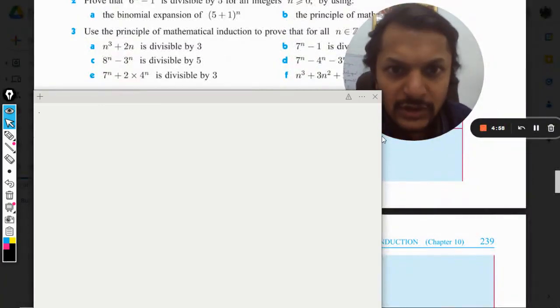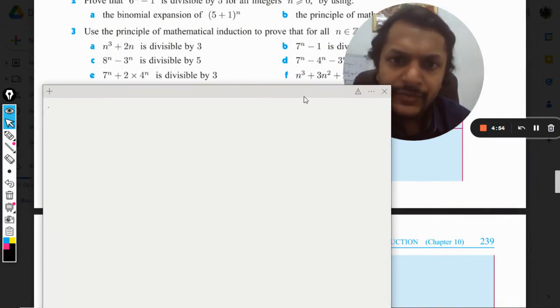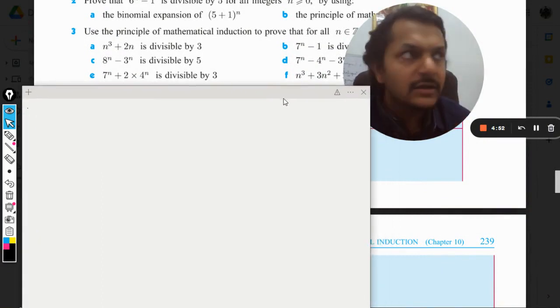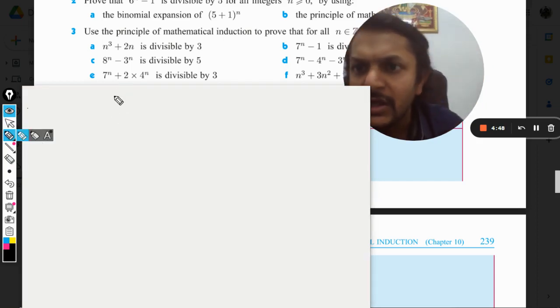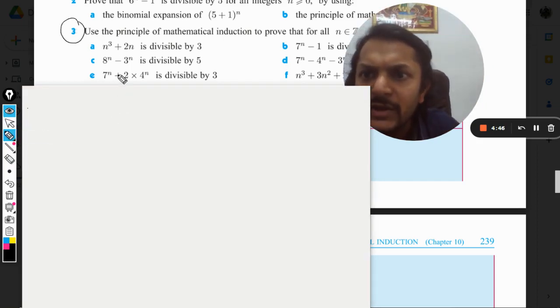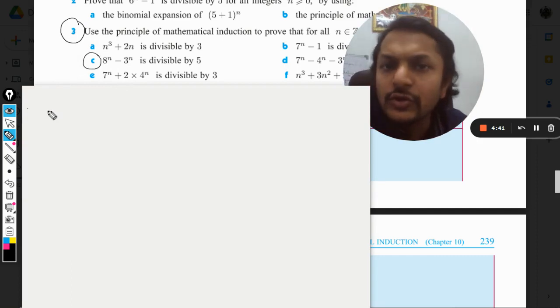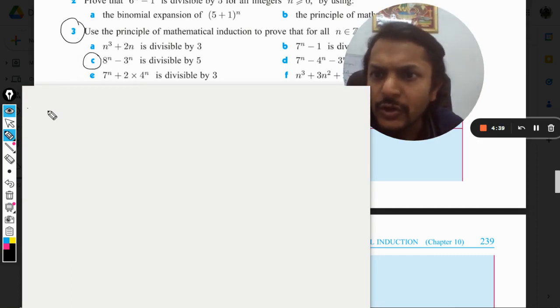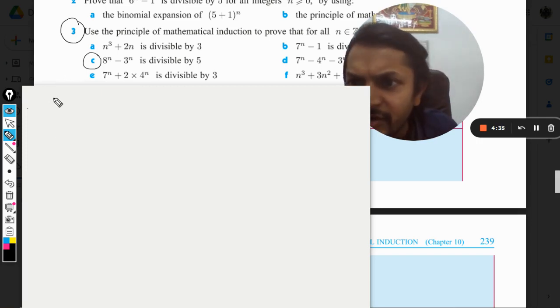Okay, dear students, so let us see one more question of similar type, and we will try to understand how we continue with the mathematical induction. Okay, so let us say in this question we are going to go for C part. You can go for any other part also, but I am choosing C part because it seems to be a little difficult.